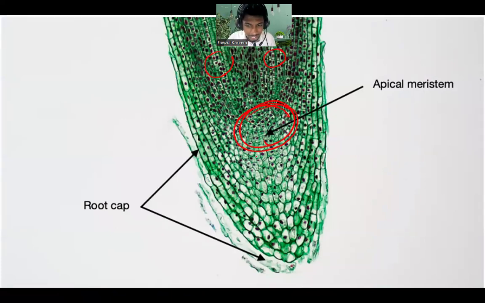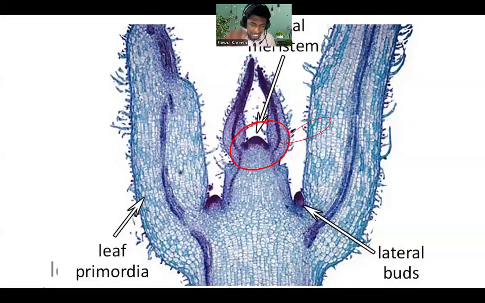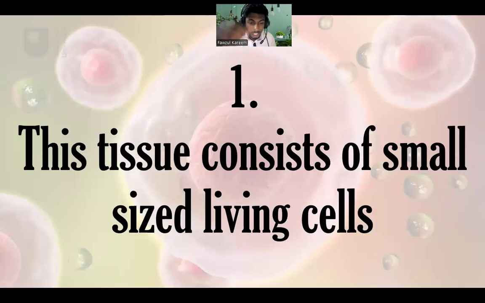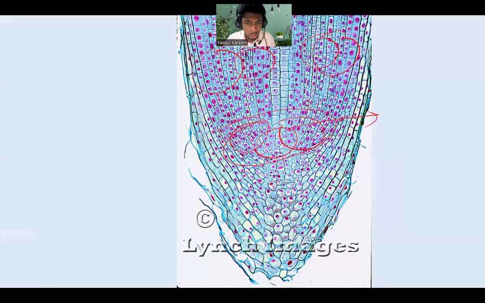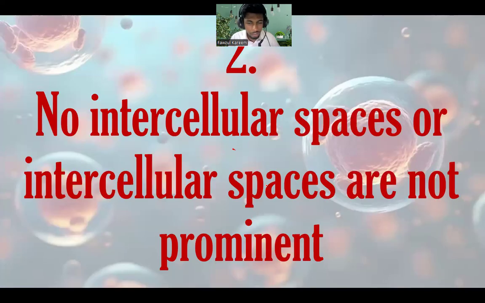Is it clear? Here you can see big size cells; they are not the meristem. Here you can see the meristematic tissue. So now you know the first feature, that the tissue contains small size cells. So that is feature number 1. Now feature number 2, that is they don't have intercellular space.